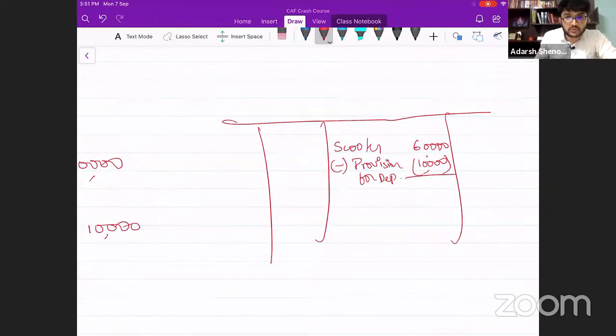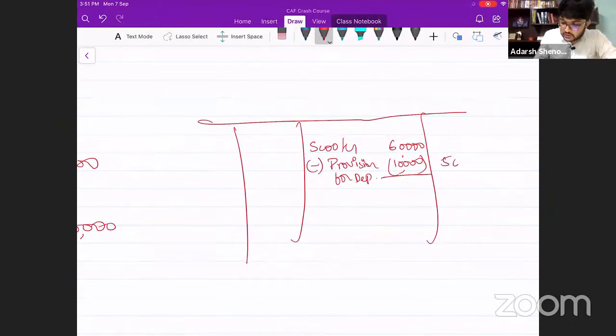Yeah, I'm giving an example only, Pawan. So what is the amount? What is the cost of the asset? I mean, what is the book value of the asset? The book value of the asset would be 50,000 rupees. So the book value of the asset is 50,000 rupees. It is shown the same way.